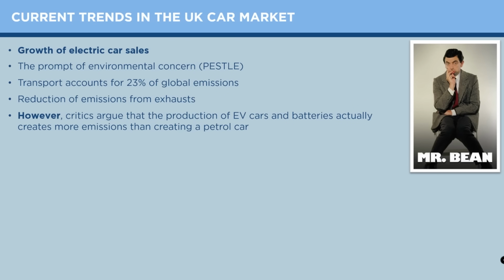Now, there are some critics that argue that actually the production of an EV car and the batteries creates more emissions in production than creating a petrol car. One such critic is Mr. Bean, or Rowan Atkinson, as he's known in real life.